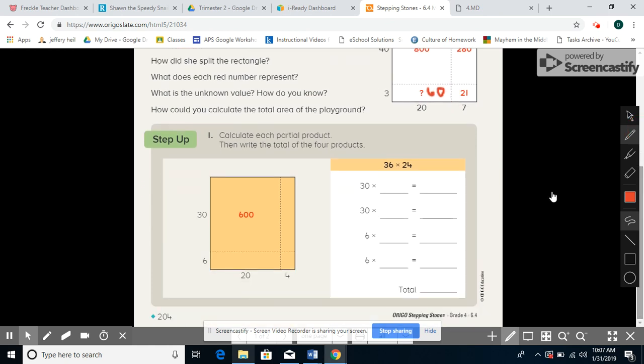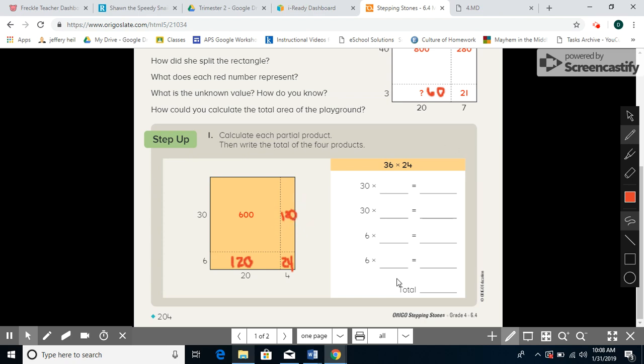So it looks really complicated, but it's not. We're just breaking both numbers up into their different place values. So here we have 30 times 20, and that would go in this big box because 30 is lined up with this one. Then we have 20 times 6, which would be 120. Then we have 6 times 4, which is 24. And we have 4 times 30, which is 120.